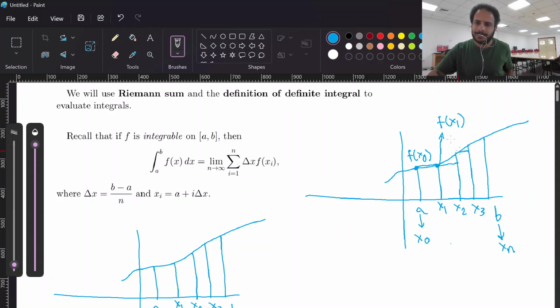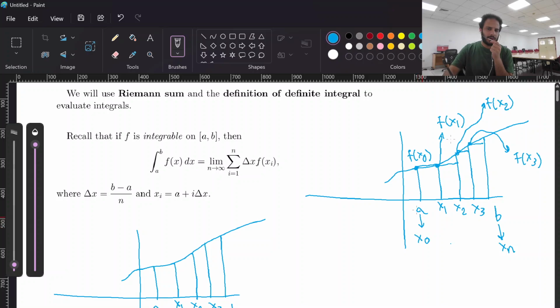Again, same idea. Use left endpoint. You get f of x2. Then the last one, also left endpoint. It's f of x3. No, it's not the last one. It's the last one for the left. If we are using right, we will be using x4, but this one is for the left. So f of x3.